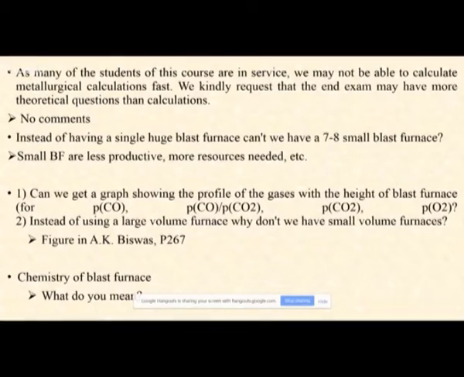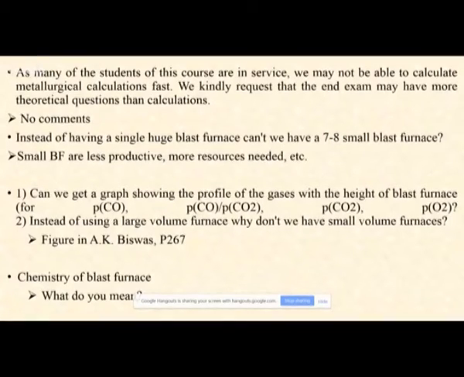It would be different, labor consuming, time consuming, and many other things. I feel probably the same thing goes here: small blast furnaces are less productive and need more resources. They are okay where you have to cater for a local need. At the moment, the demand is about productivity and high production.